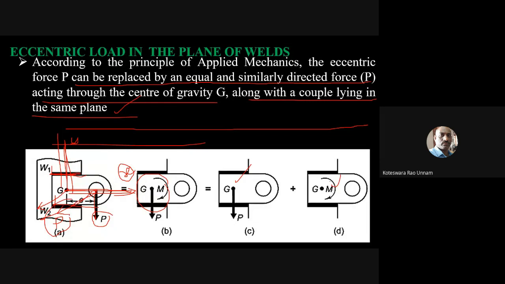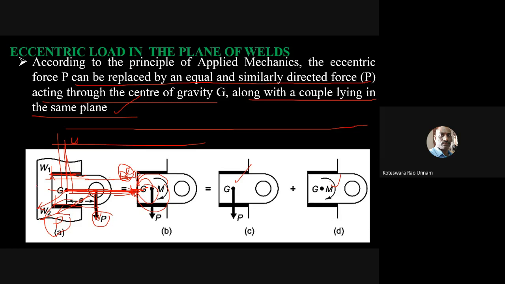That means I can apply a load something like this, or something like this. If I apply the load like this, I won't call it an eccentric load because it is passing through the centroid. Or else, if it is not passing through the centroid, I may have a situation something like this. The load may act like this also. This kind of thing we already saw in the case of unsymmetrical weld sections. We have already discussed this.